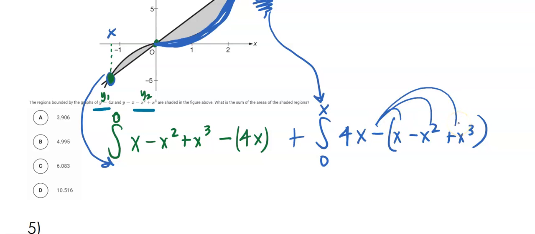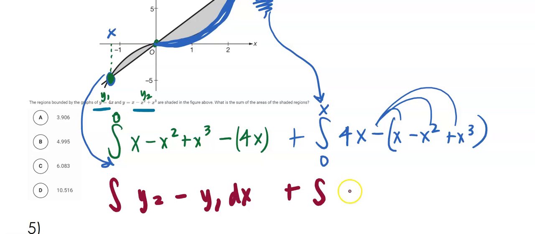so that you're effectively distributing. If you're doing this whole thing on a calculator, I would be doing y2 minus y1 dx. And for this one, I would be doing y1 minus y2 dx, with whatever your bounds are, so that you don't have to do this integral by hand. So there you go. There's my advice for number 4.